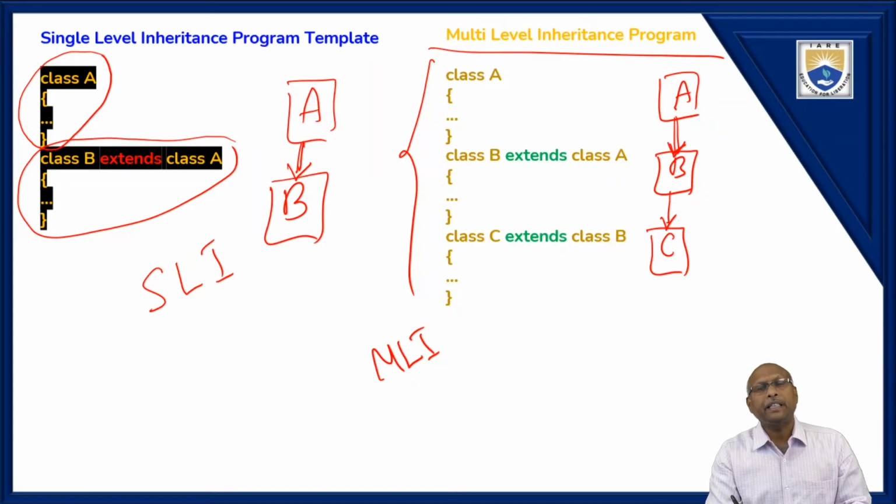So in multi-level inheritance, you will find at least three classes. At least three. You can have 4, 5, 6 also. There is no limit. So more than one level of inheritance is called multi-level inheritance. So this program implements MLI, multi-level inheritance concepts.